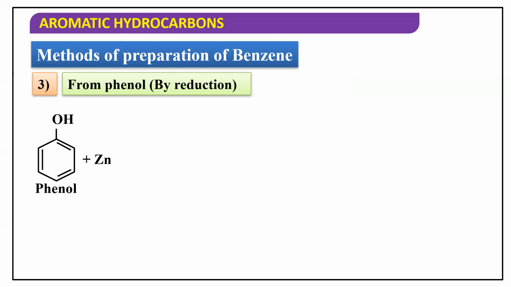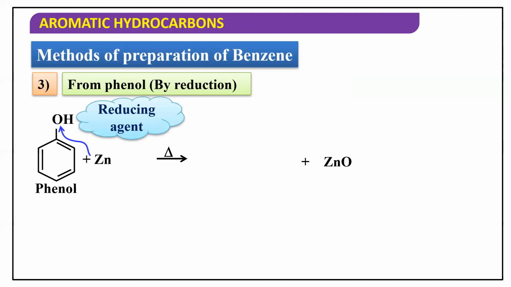To this, I add zinc in the presence of heat. So what does zinc do? Zinc will take away the oxygen that is there in phenol to go out as zinc oxide. If it goes out as zinc oxide, in place of oxygen, who gets replaced? Hydrogen gets replaced. Here, zinc is behaving as a reducing agent. Why is it behaving as a reducing agent? Because it takes away the oxygen to get converted to zinc oxide. And overall, when I look at the reaction, phenol gets converted to benzene upon removal of oxygen. Removal of oxygen is called reduction.